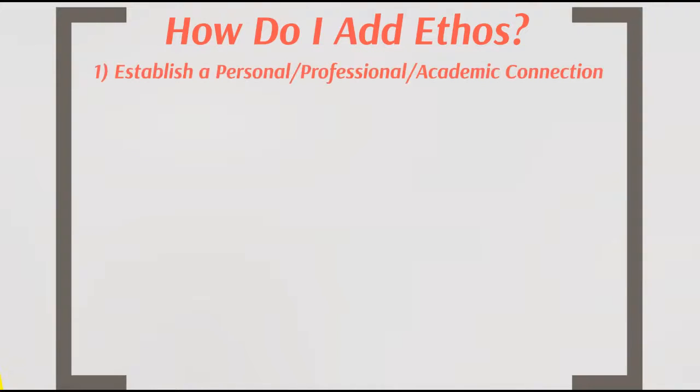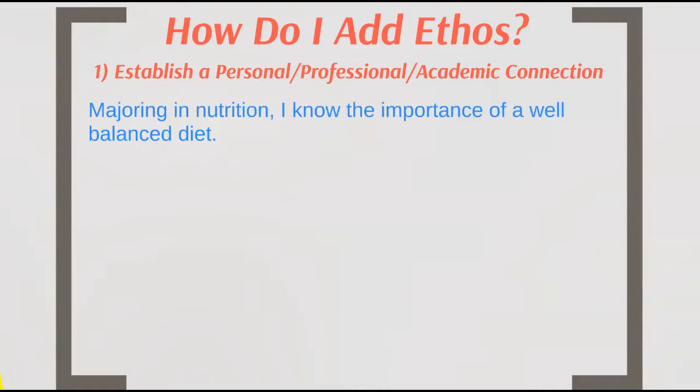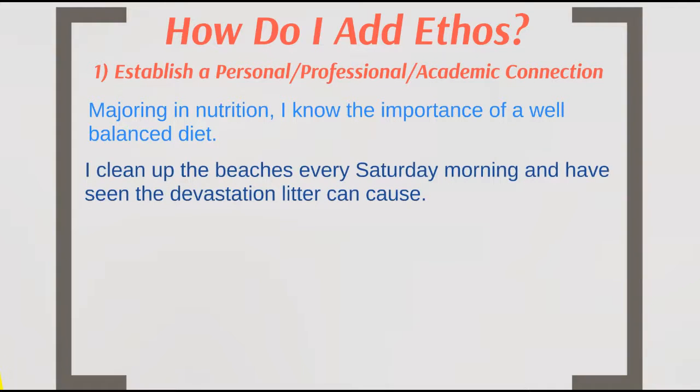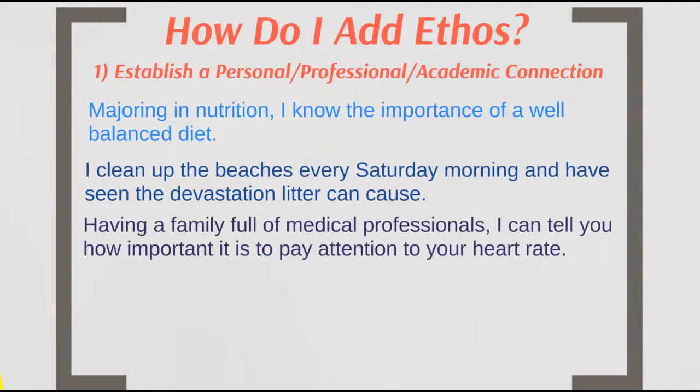There's 2 different ways to do this. The first one is to establish a personal, professional, or academic connection to the topic that you chose. So let me give you some examples. Majoring in nutrition, I know the importance of a well-balanced diet. I clean up the beaches every Saturday morning and have seen the devastation litter can cause. Having a family full of medical professionals, I can tell you how important it is to pay attention to your heart rate.